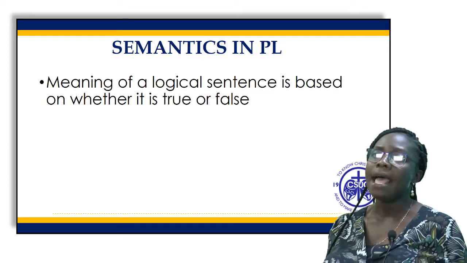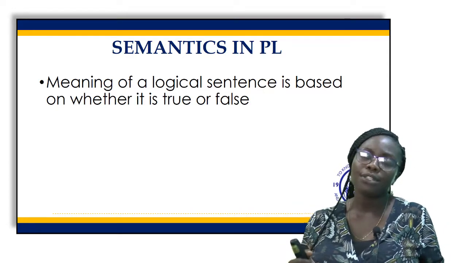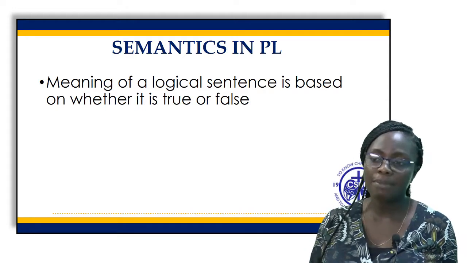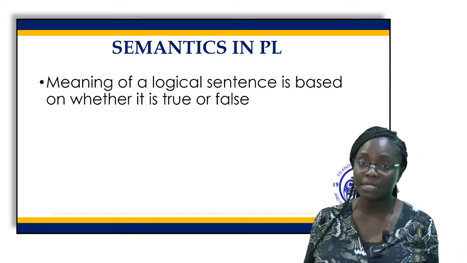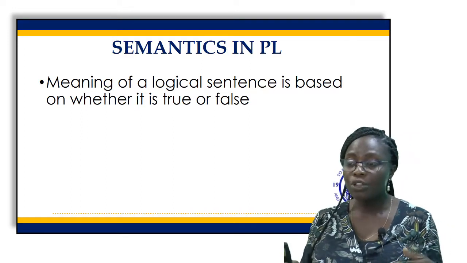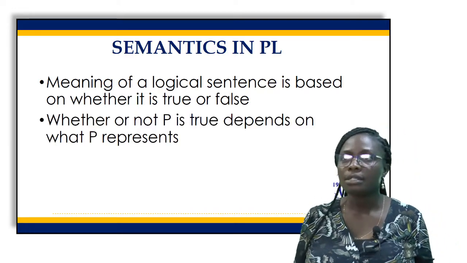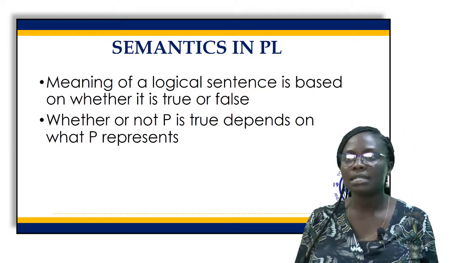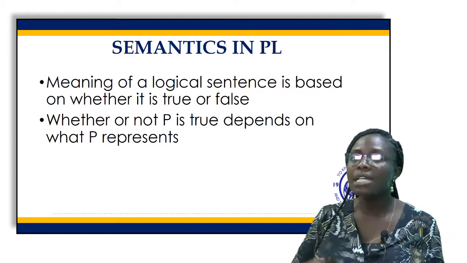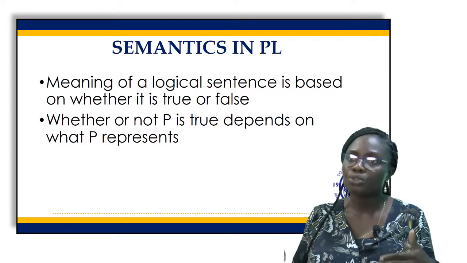Semantics. The meaning of a logical sentence is based on whether it is true or false. Remember, I said that if P is a sentence and Q is a sentence, the final value of P implying Q will depend on the truth values of P and Q individually. So the semantics will tell us which logical sentences will result, based on whether those simple sentences are true or false.